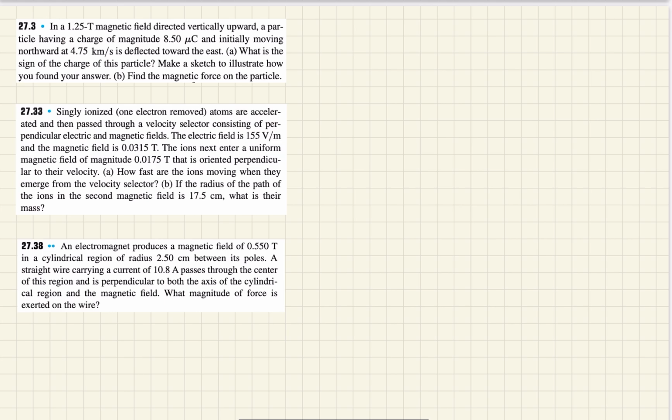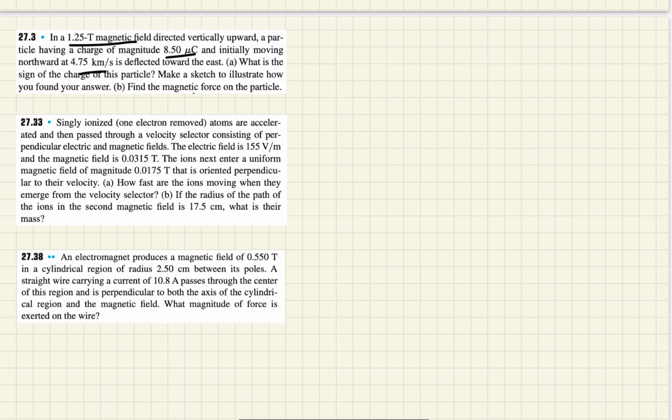It gives us the magnetic field in Teslas, remember? It gives us charge and gives us velocity. We want to find, first of all, the sign of the particle, and second of all, the magnetic force. So for the sign, we can use the right-hand rule. The magnetic field is upwards, vertically upwards.